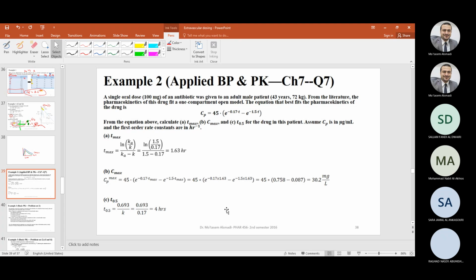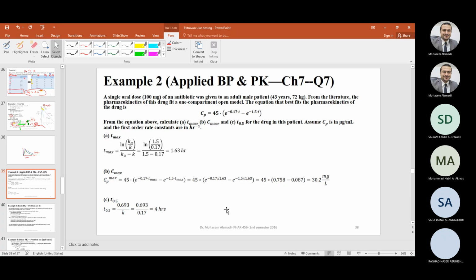A single oral dose of 100 milligrams of antibiotic was given to an adult male patient who is 43 years and 72 kilograms. From the literature, the pharmacokinetics of this drug fit a one-compartment open model. What does open model mean? It means the drug or the process involves an elimination process. The equation that best fits the pharmacokinetics of the drug is this equation: Cp is equal to 45 multiplied by e to the power minus 0.17t minus e to the power minus 0.15t, with t being time. This is the equation from a dose of 100 milligrams.